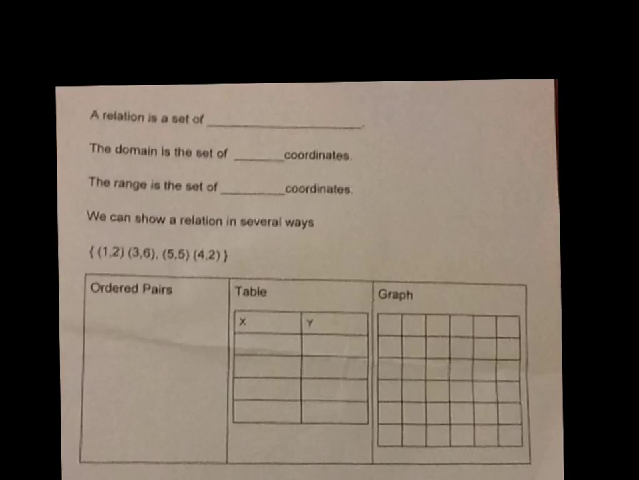So, a relation, if you look right here, this word relation is a set of ordered pairs. A relation is a set of ordered pairs. The domain is the set of all of the x coordinates. And the range is the set of all the y coordinates. So the domain is referring to all of the x's, and the range is referring to all of the y's.